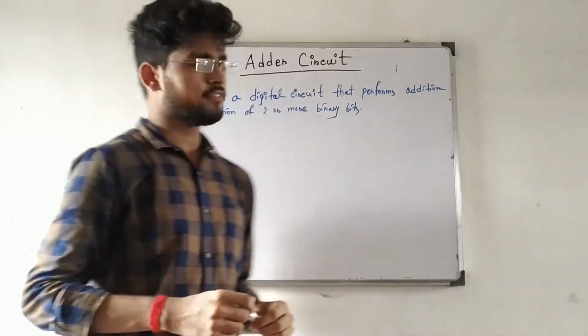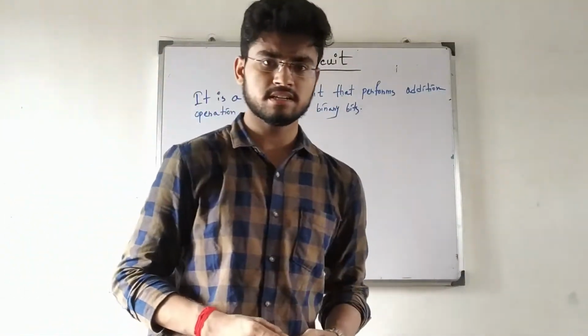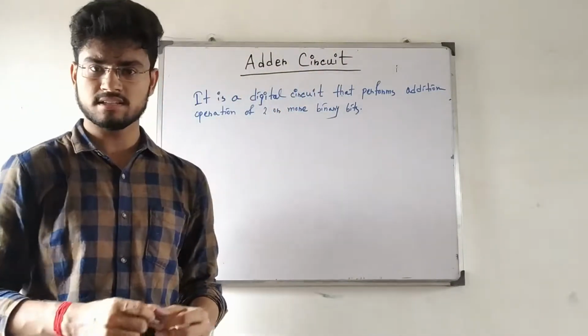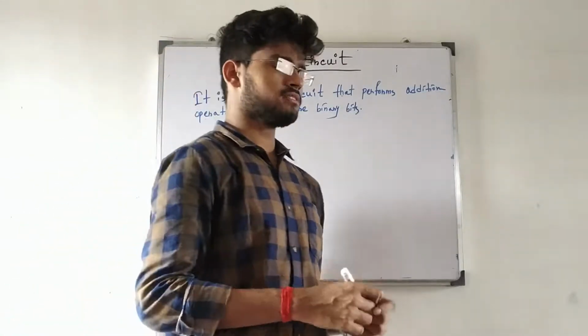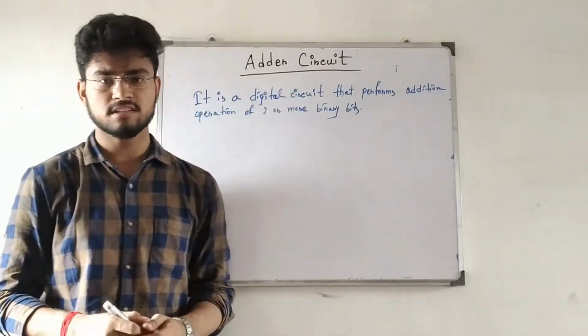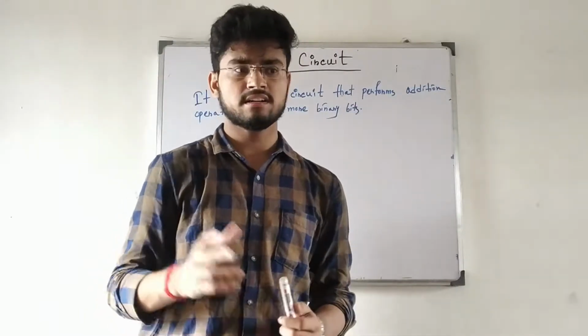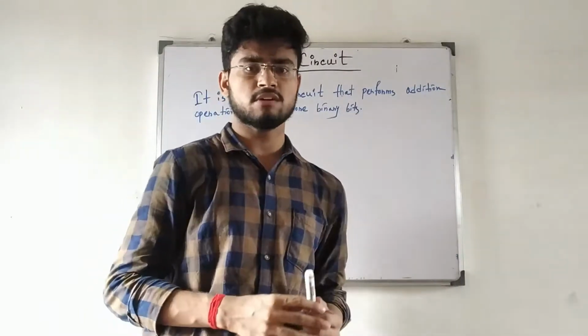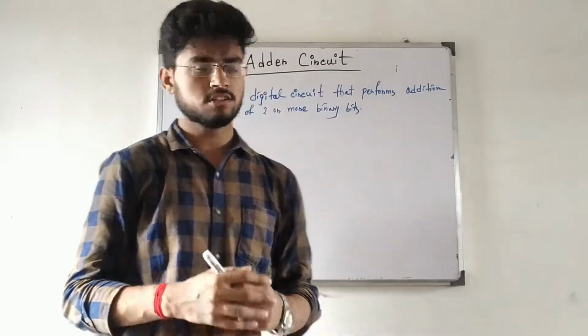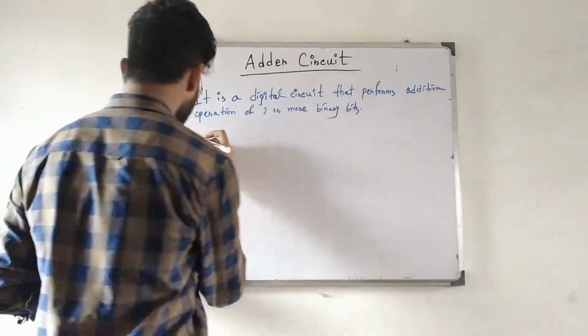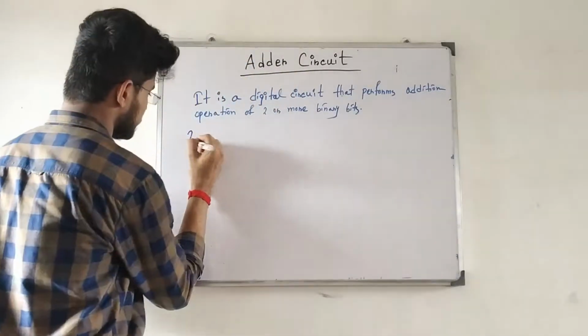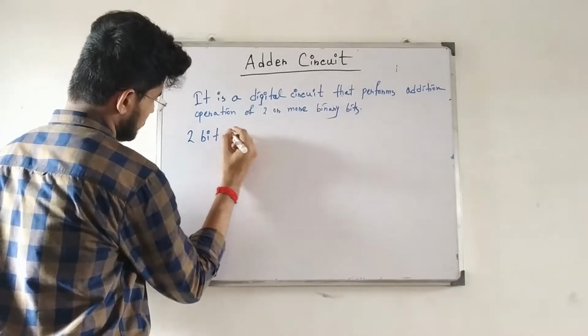So there are basically two types of adder circuit in your syllabus, that is 2-bit adder circuit and 3-bit adder circuit. In 2-bit adder circuit, the adder circuit performs the addition operation of 2-bit binary digits, and in 3-bit adder circuit, the circuit performs the addition operation of 3-bit binary digits. So first we will see the 2-bit adder circuit.